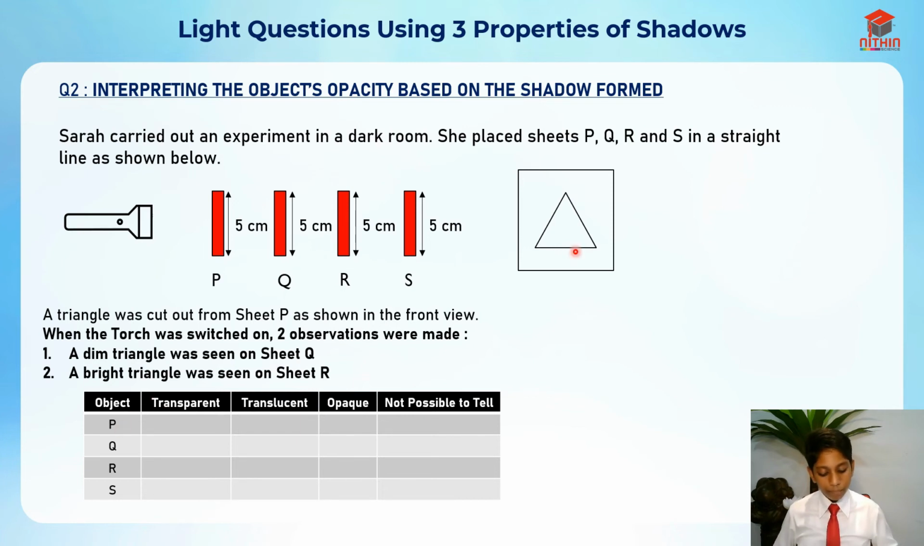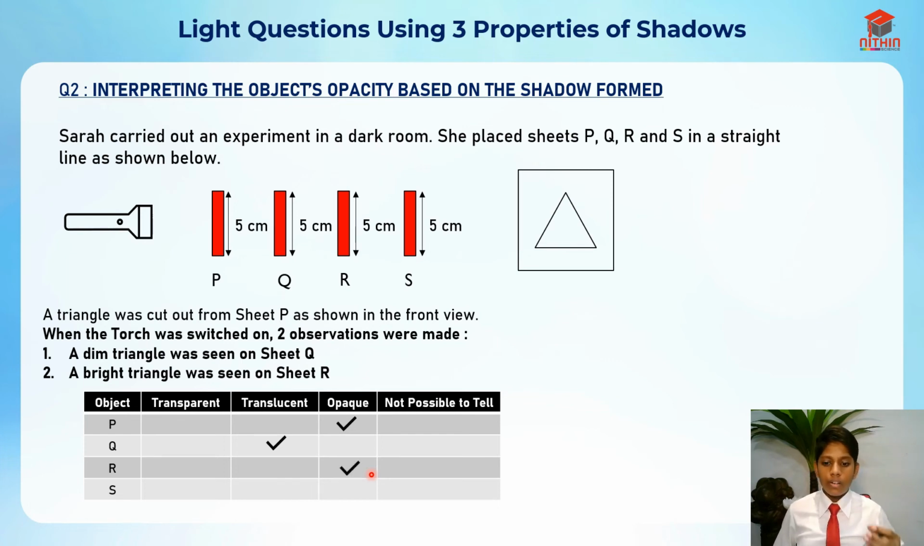So for P, it is definitely opaque because on Q you could see a faint triangle. So the rest of the part of P should be opaque in order for only a triangle to be seen on Q, right? So P is opaque, and then Q itself is translucent because it only allows some light to pass through, as Q couldn't have a dark shadow on it.